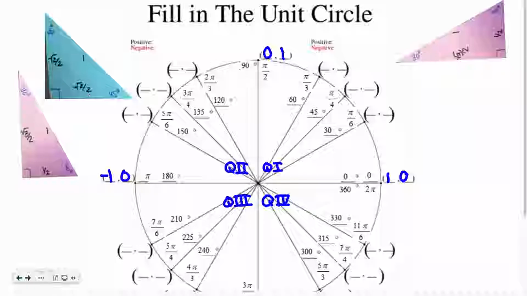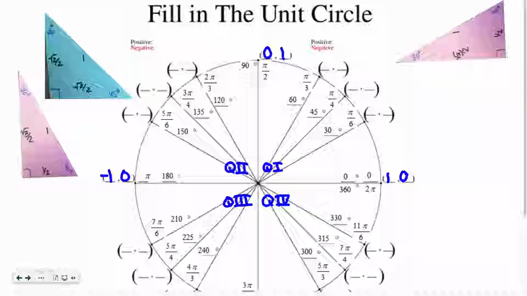Okay, so next up, after you get your triangles filled in, you've got the unit circle in front of you now, and you want to start filling in some of the basics of the unit circle. So in the next few chapters, we're going to be talking a lot about quadrants. If you need to label the quadrants, go ahead and do that. That's kind of up to you. Quadrant 1, 2, 3, 4 moves counterclockwise.